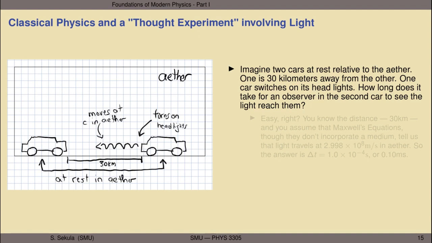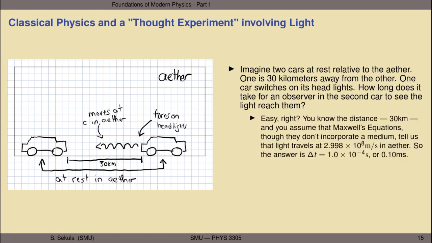How long does it take for an observer in the car on the left, the second car, to see the light reach them? Well, this seems pretty straightforward, right? You know the distance. It's 30 kilometers from where the light leaves the right-hand car and arrives at the left-hand car. And Maxwell's equations tell us that light travels at a fixed speed. It doesn't say anything about the ether, but we've invented the ether to help us to have electromagnetic waves comport with all prior knowledge of mechanical waves.